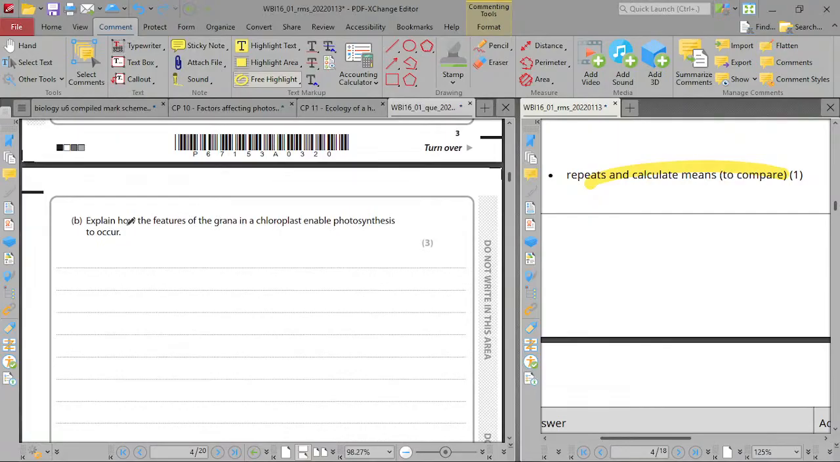Okay. Oh, this is interesting. Explain how features of the grana and the chloroplast enable photosynthesis to occur. So this is beyond the topic. So features in the grana. What the hell is the grana? Grana is multiple grana. The chloroplast enable photosynthesis to occur.